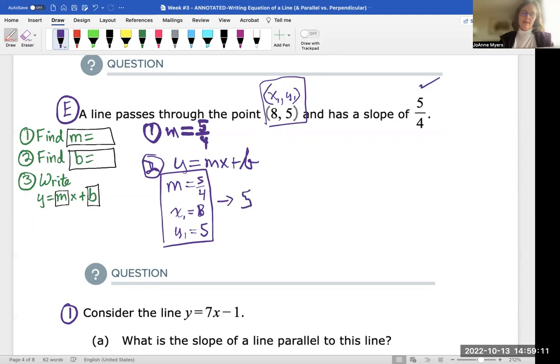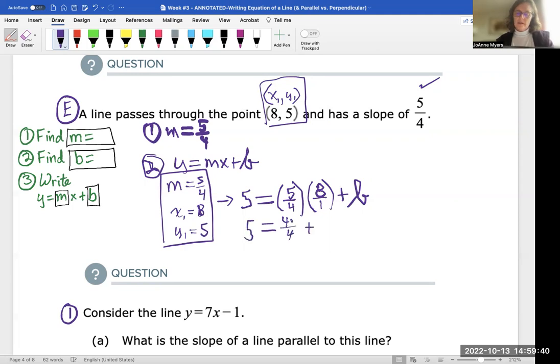So I write y equals m, which is 5/4, times x, which is 8, plus b. Now I have one equation with one variable. It's just a matter of time until we can isolate that variable and know what the answer is. 5 times 8 is 40. So 5 is the same thing as 10 plus b. I want b by itself.